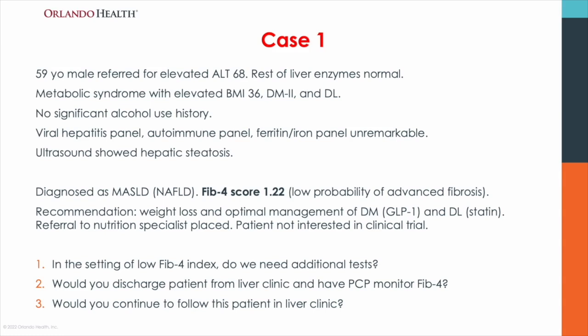So I agree with Paul. It's a very good negative predictive value, so less than 1.3 rules out advanced fibrosis. So we don't need to worry about additional testing.